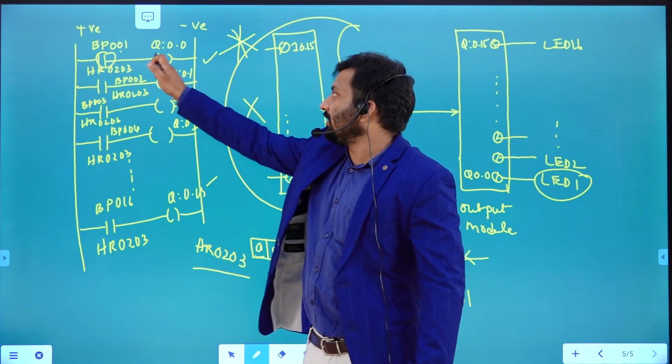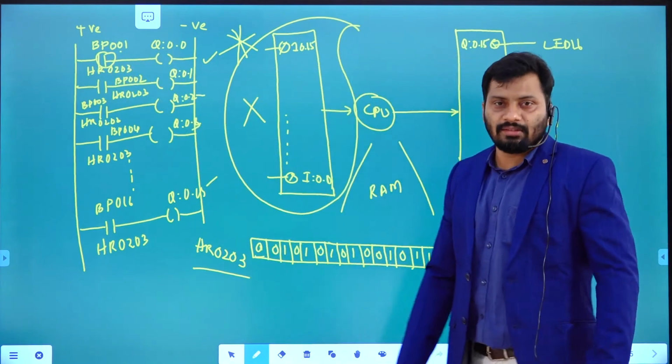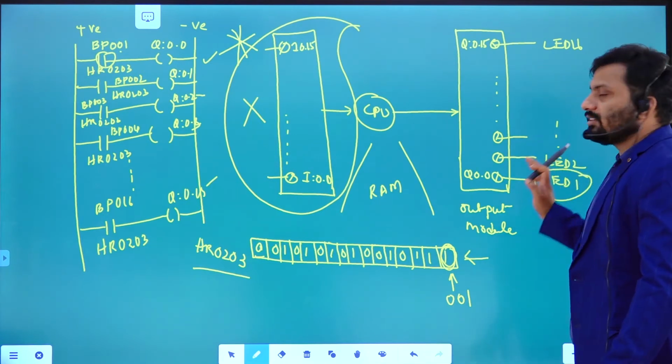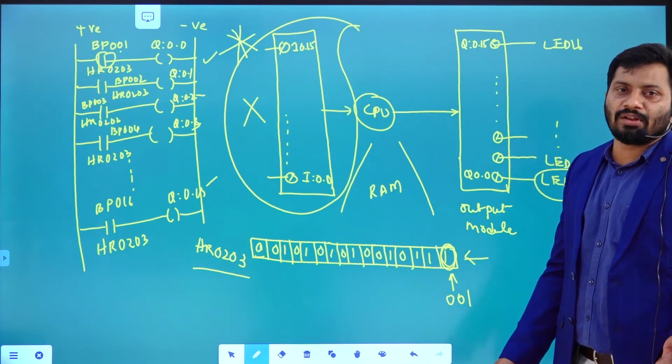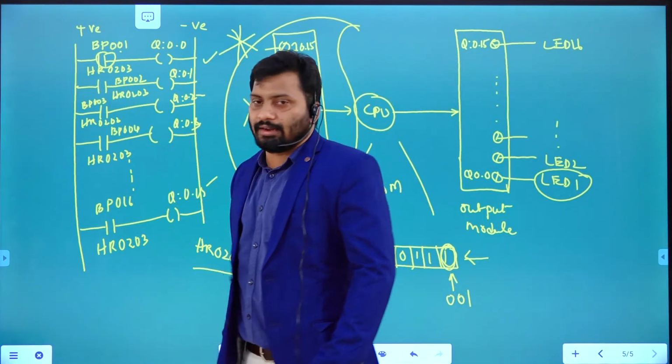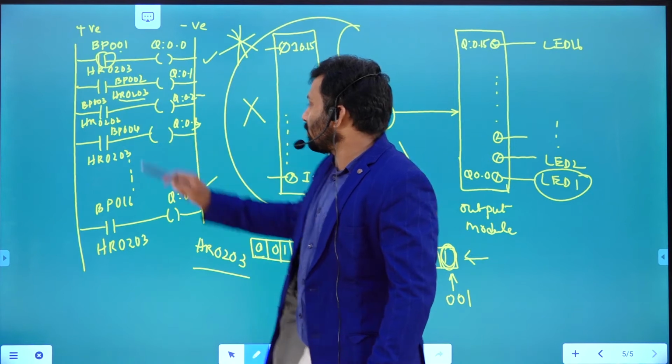Once it is activated, this output is going to be high. That output being high means LED 1 is going to glow. In the similar way, if you go to this next input contact, once again it's pointing towards the same register.